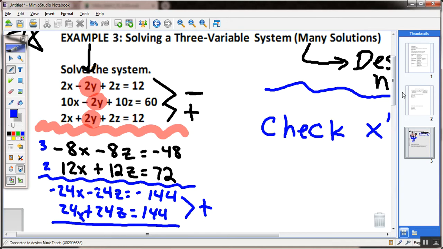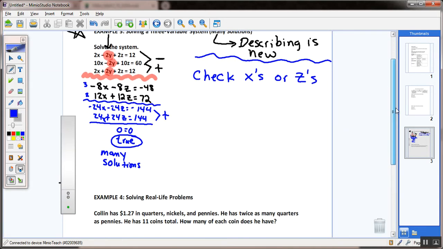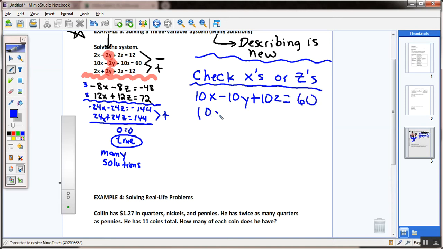Now again, we're only doing this if we get to the case where we have many solutions. Let me show you why we're doing this. Let's multiply the first one and the third one by 5. All these 2's will turn into 10's, and this 12 will turn into a 60, won't it? Help me rewrite this new one. We're going to check the x's. So this is going to be 10x minus 10y plus 10z equals 60. This will be 10x minus 2y plus 10z.